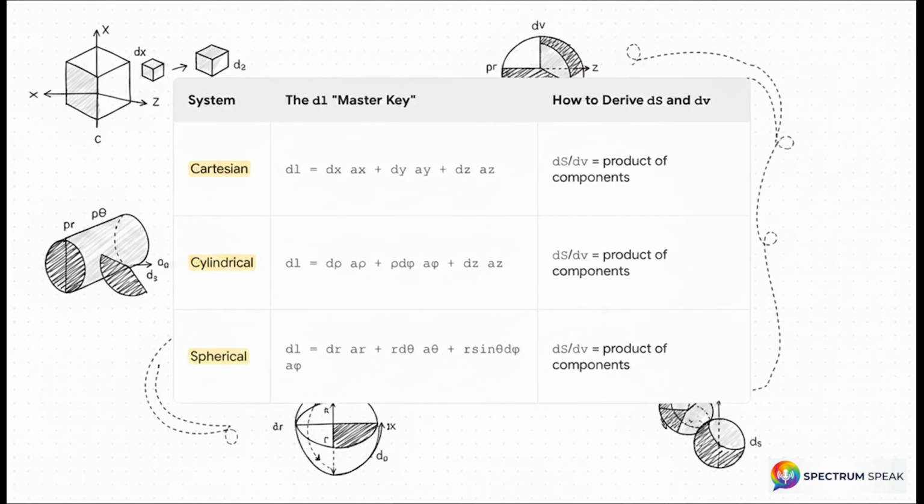Okay, now this slide is the whole ballgame. It puts the entire system on one page. Just focus on that middle column, the dl master key. Those are the only 3 formulas you ever need to commit to memory. I'm serious. Everything else is just multiplication.